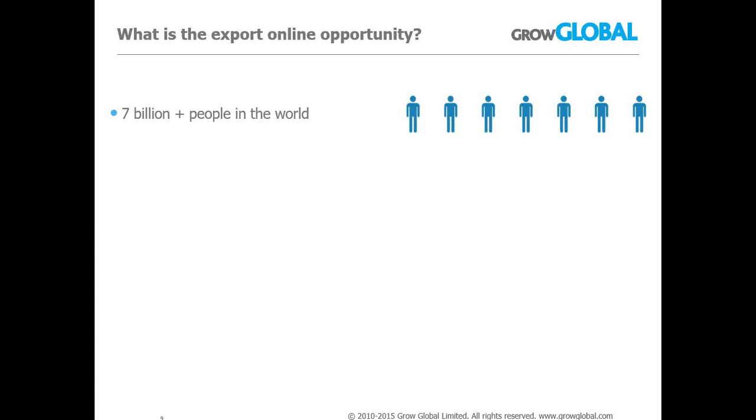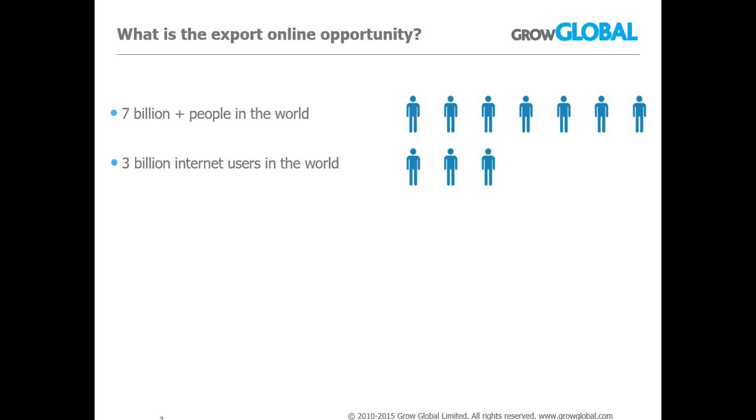Now, of those 7 billion people that are in the world, there are 3 billion people who are online. And actually 1.5 billion of those internet users are in Asia. So that's nearly half of all people online. And that's the area where we're seeing the most growth on the internet at the moment.